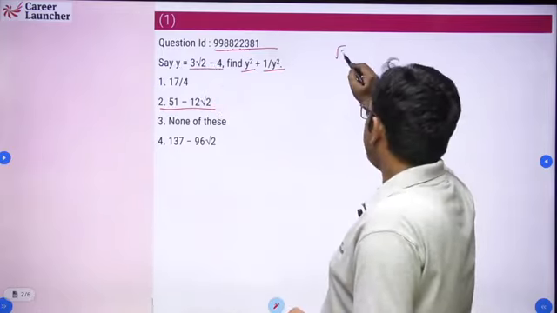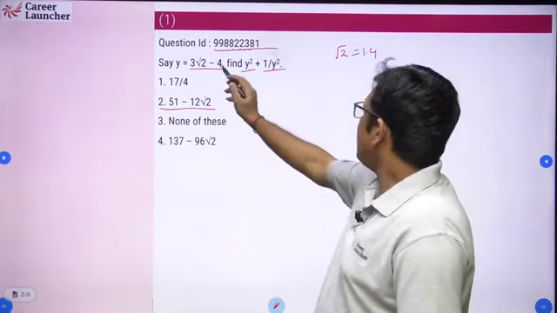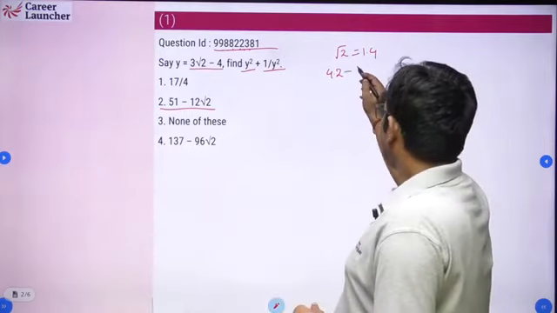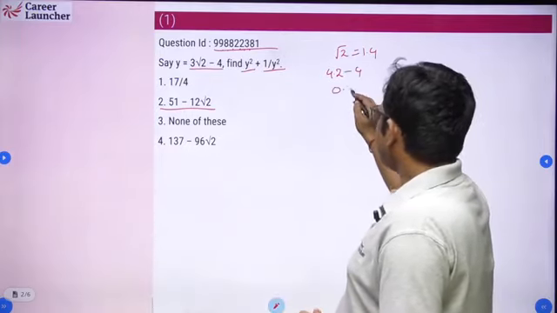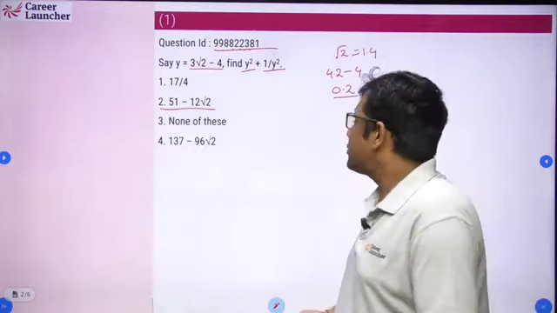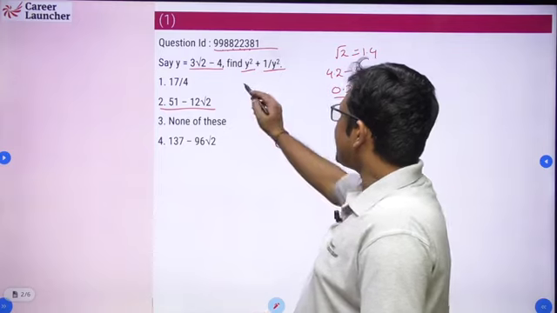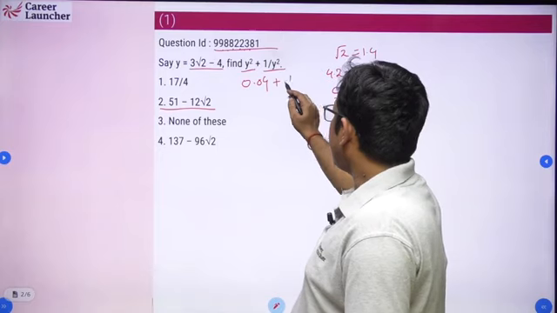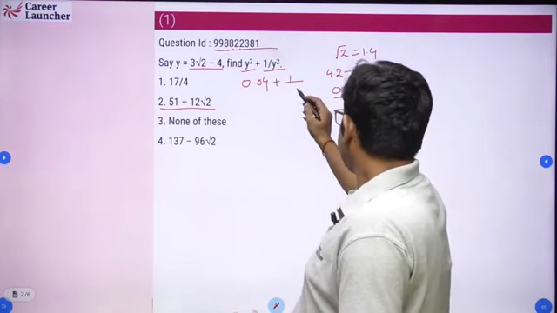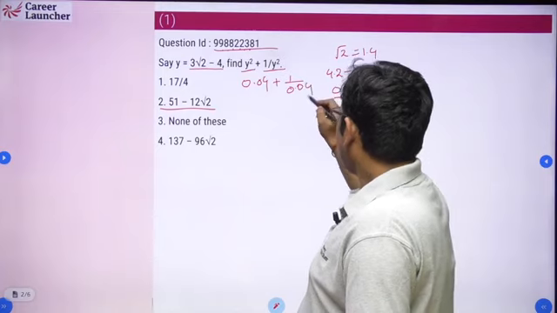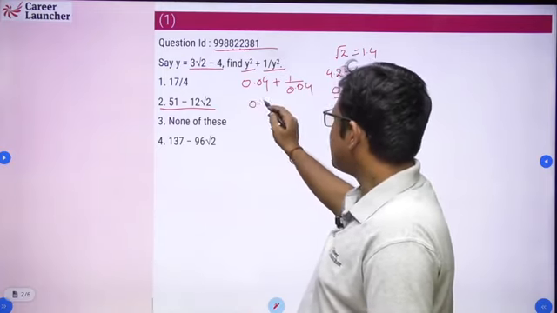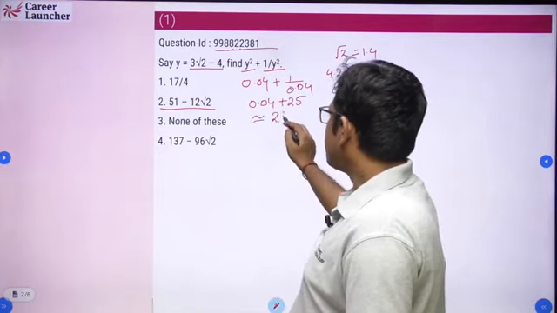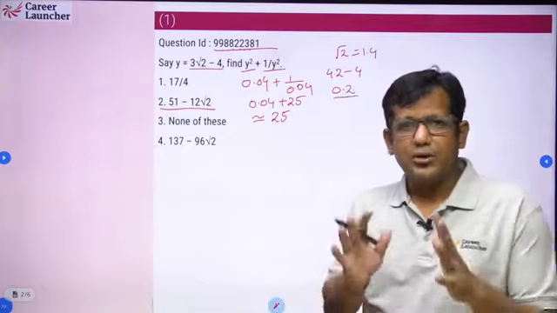So y is equal to 3 root 2 minus 4. Root 2 is approximately 1.4, so 3 root 2 comes out to be about 4.2. Minus 4 gives 0.2, so y is close to 0.2. Then y square is 0.2 square, that is 0.04. 1 by y square is 1 upon 0.04, which comes out to be 25. So my final answer should be approximately close to 25. It can be 25, 26, 27, close to that.